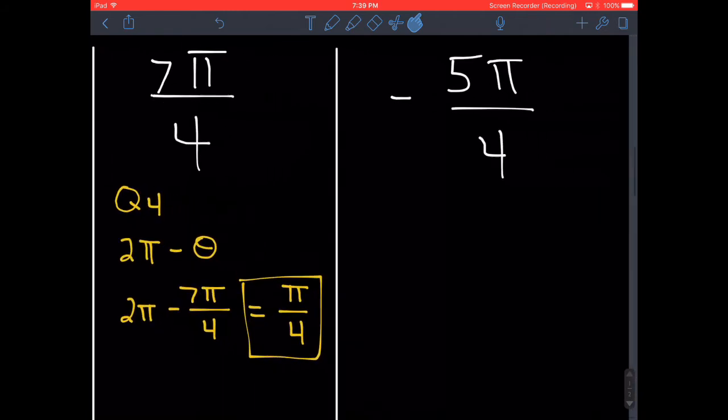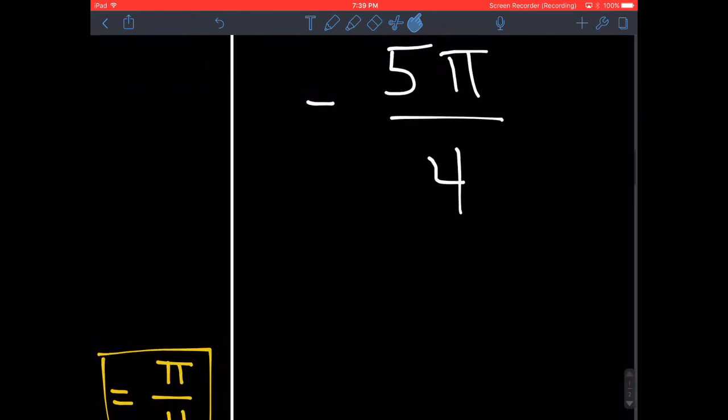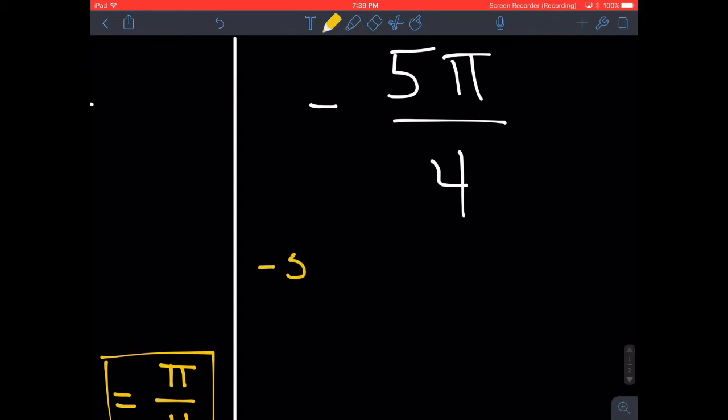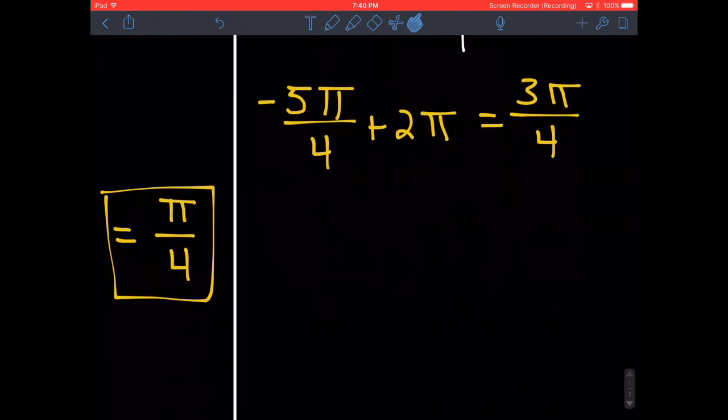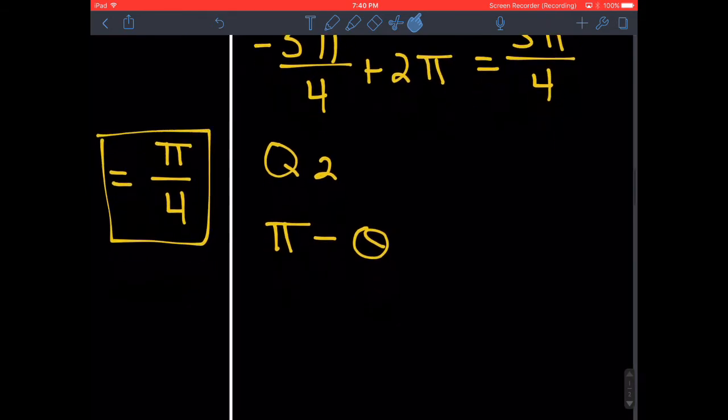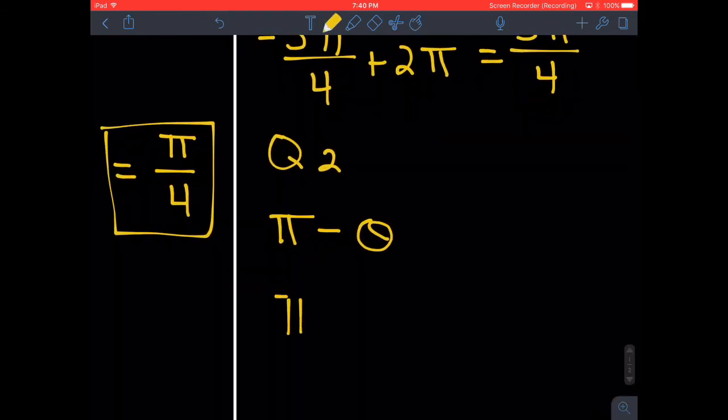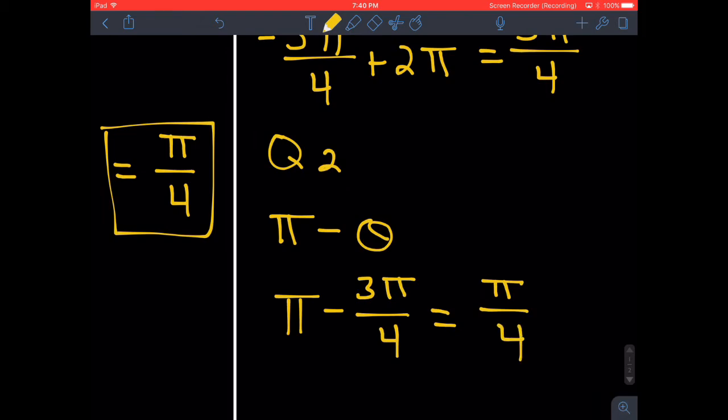Now we have one more. This is going to be a negative angle, and that is okay. This time our angle exists outside of our range, but it is before. So instead of subtracting 2 pi, we are going to add 2 pi to our angle, and that is going to give us 3 pi over 4. Now this angle 3 pi over 4 happens to be in quadrant number 2. So this time our rule is going to be pi minus our angle theta. So we will do pi minus 3 pi over 4. Coincidentally, it is pi over 4 again. All right.